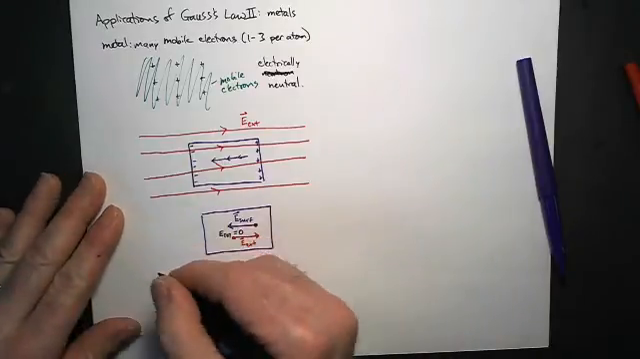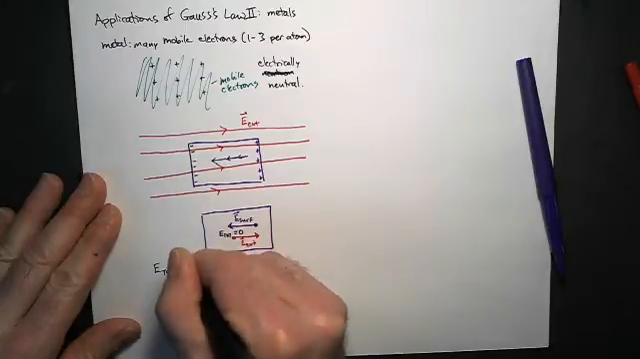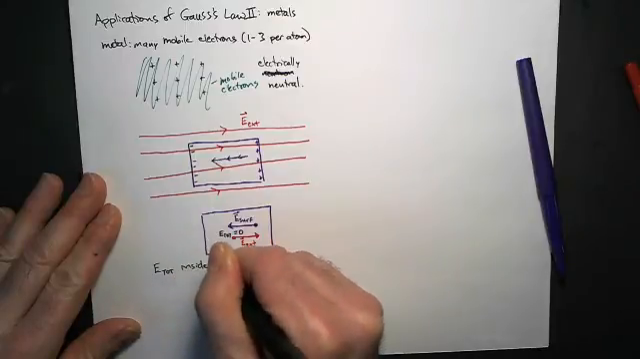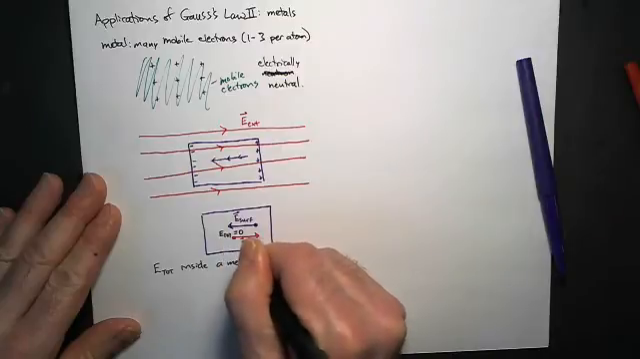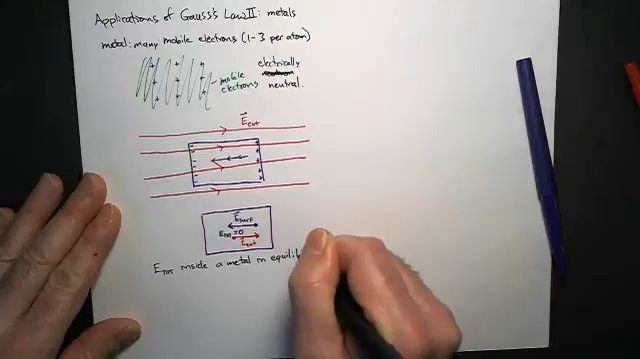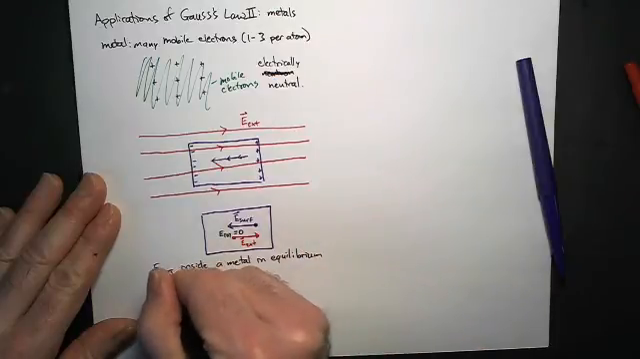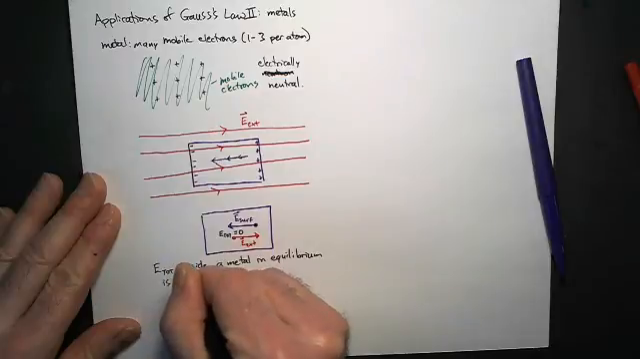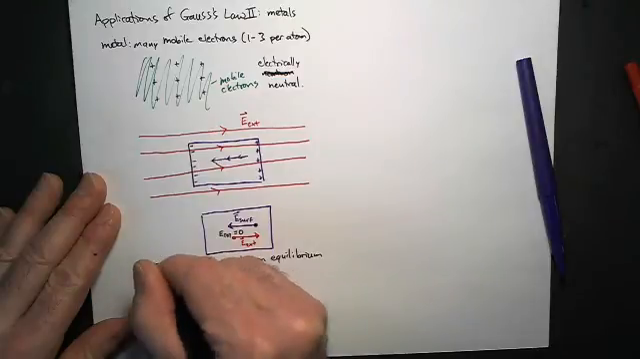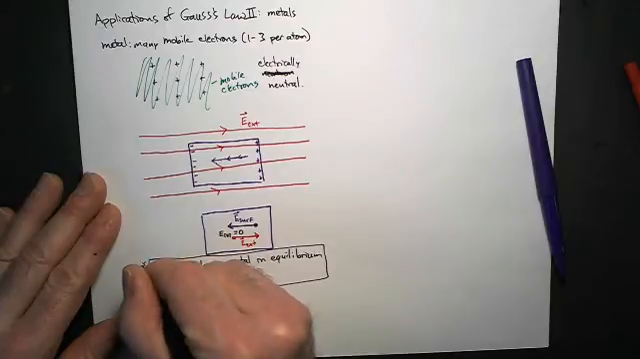So this is a quite important finding, that the total electric field inside a metal in equilibrium, meaning that there is no net motion of the electrons, is 0. So that's a 2-star box.